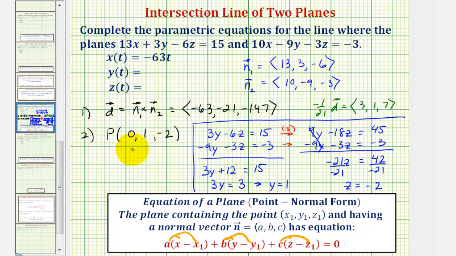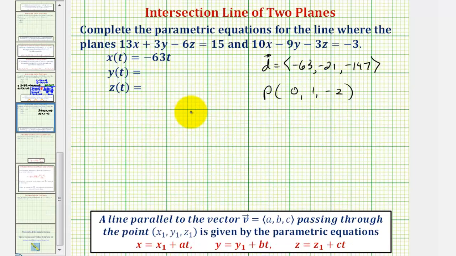Let's go ahead and put these two pieces together on the next slide. Now that we have a direction vector and a point on the line, and we know we want to use a direction vector with an x component of negative 63, we know that a will equal negative 63, b will equal negative 21, and c will equal negative 147. We also know x sub 1 will equal 0, y sub 1 will equal 1, and z sub 1 will equal negative 2.